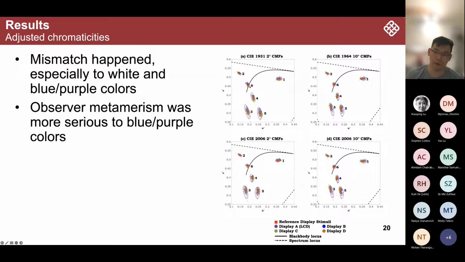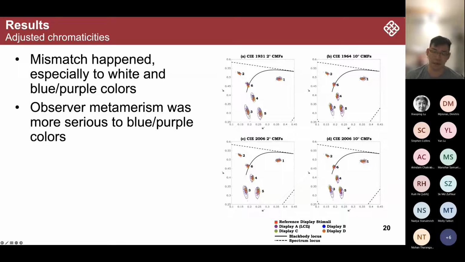And the most important thing we can see here is that the mismatch depends on the colors we are talking about. Number 1 and number 2 are kind of the red color and the green color. The differences introduced by the different displays were pretty small. But for number 6, which is close to the white point, there's a very obvious difference for the purple circle, which is the LCD display.